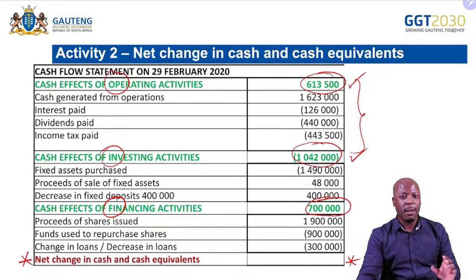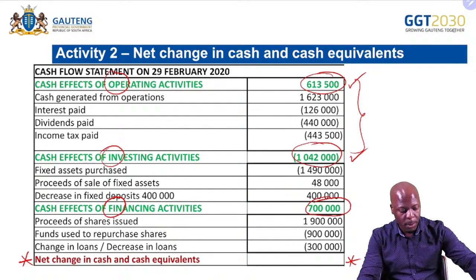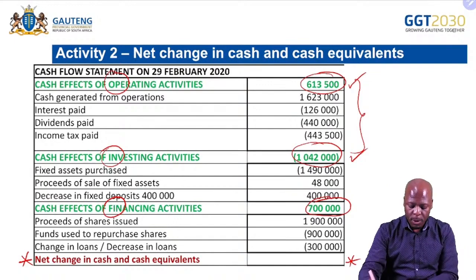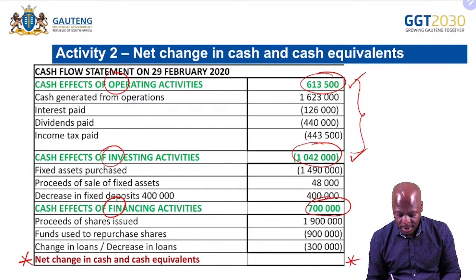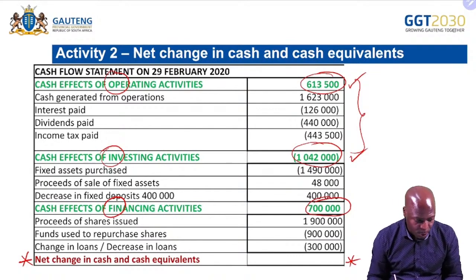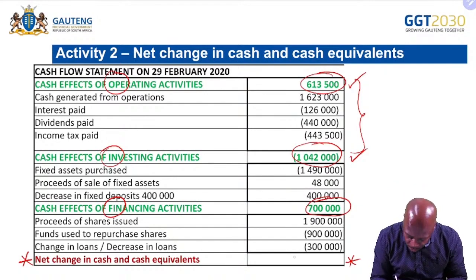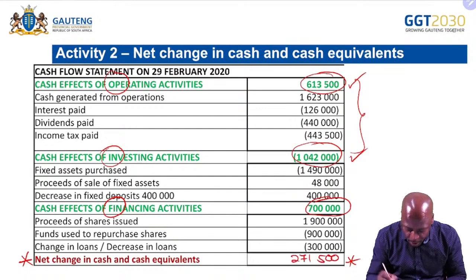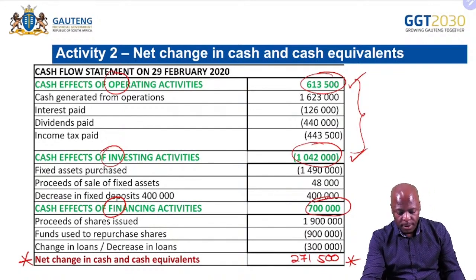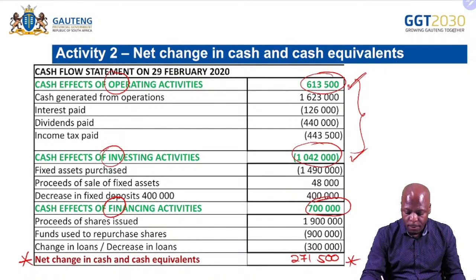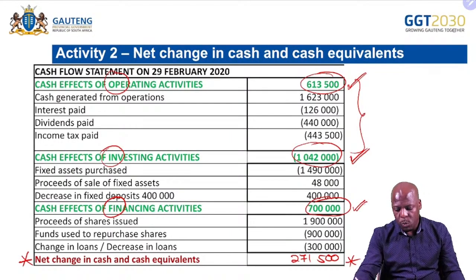So on your calculator, you must say 613,500, then minus 1,042,000. Then you will say plus, because the 700,000 does not have a bracket. That's a cash inflow. Plus 700,000. Your calculator should then give you an amount of 271,500. You will get this right from your calculator: 613,500 minus 1,042,000, and then plus 700,000. You get 271,500.